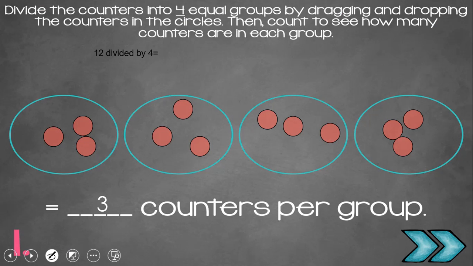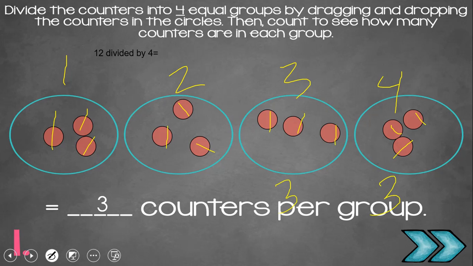Next, we had 12 counters, and we divided them into 4 groups. So there's 1 group, 2 groups, 3 groups, 4 groups, okay? And we have put them into 4 groups equally. So we should check: 1, 2, 3, 1, 2, 3, 1, 2, 3, 1, 2, 3. Each one has 3 counters, which means that the answer for 12 divided by 4 is 3.